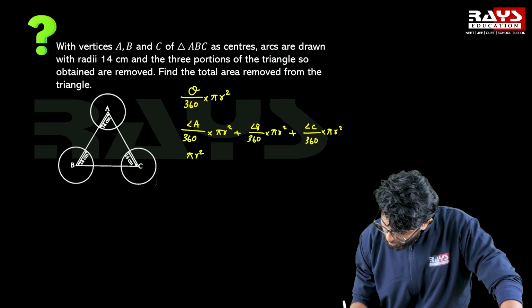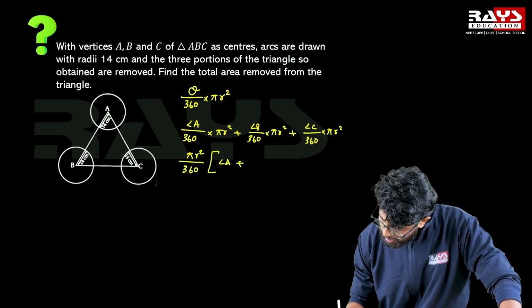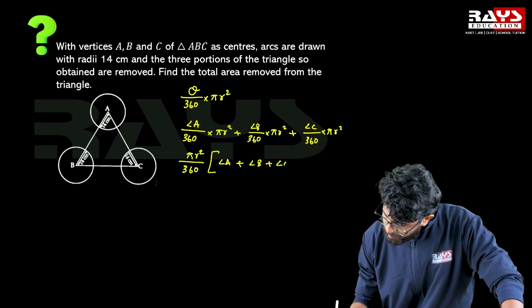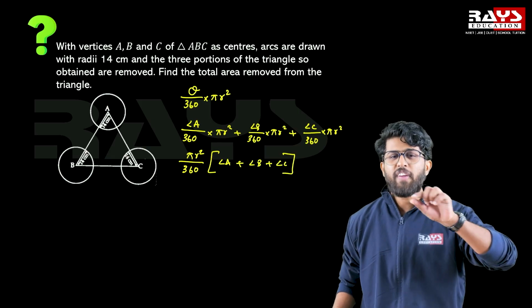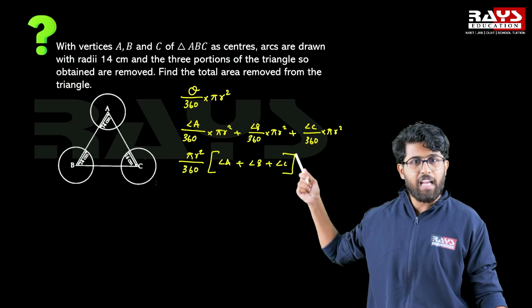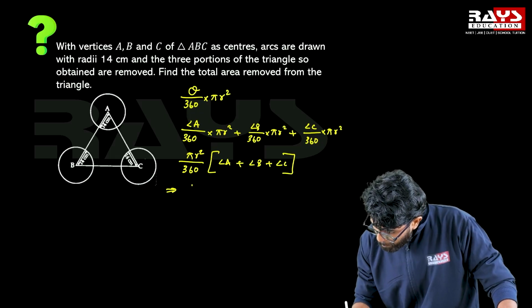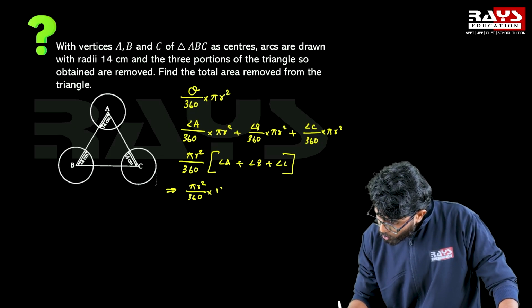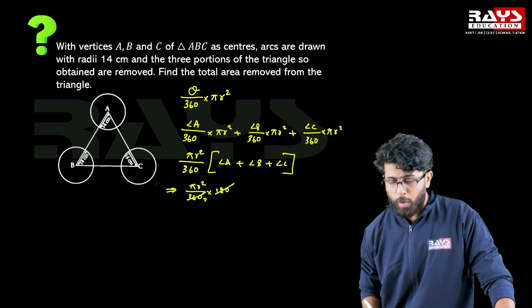So pi r square I am taking it as common, and inside the bracket I have angle A plus angle B plus angle C. So we have already learned the angle sum property of a triangle, that is, if we sum the interior angles of a triangle, it will sum up to 180. Here angle A plus angle B plus angle C will be 180 then. That means pi r square by 360 is going to be into 180, and 180 and 360 will cancel each other, giving us 2 in the denominator.